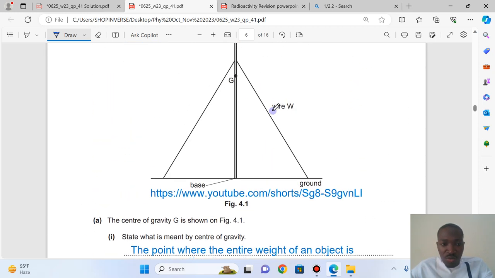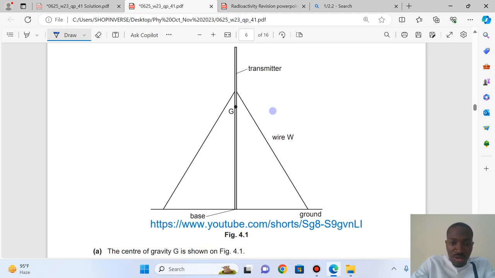So what will be the direction of the force on the transmitter? This is the transmitter. So the force will be this way, trying to pull it downwards in this direction, in order to resist any tilting force in this direction. So that's how it works.